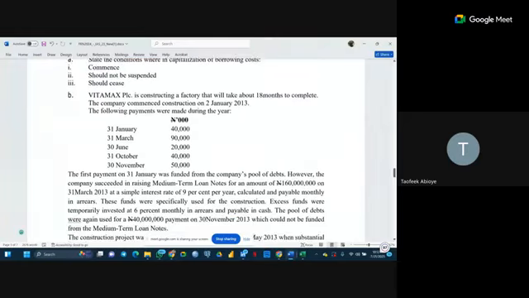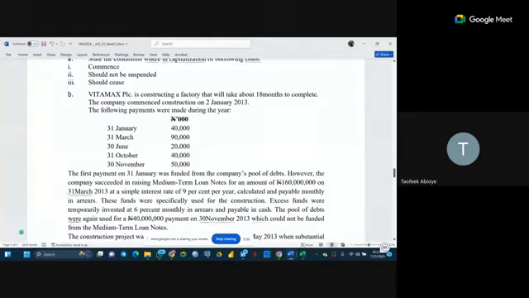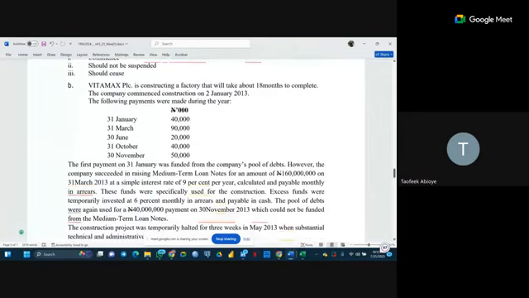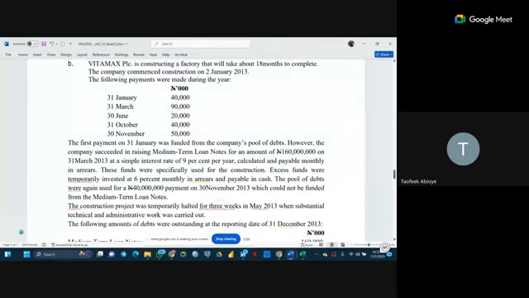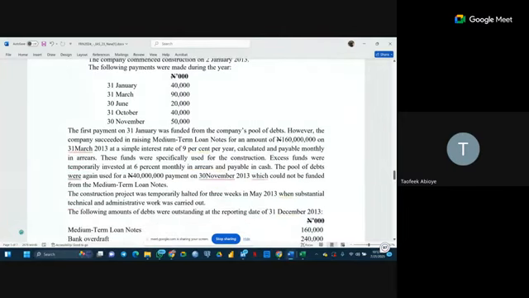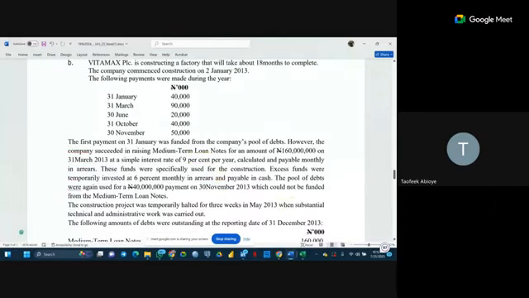The company commenced construction on 2nd January 2013. The following payments were made during the year: January, 40 million, 31st March, 90 million, 20 June, and so on. The first payment on 31st January was funded from the company pool of debt. Let's take note of something. What we have here from 31st of January to 30 December is how the company incurred the expenses.